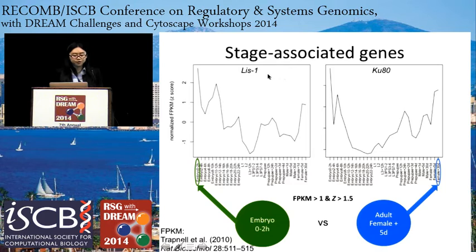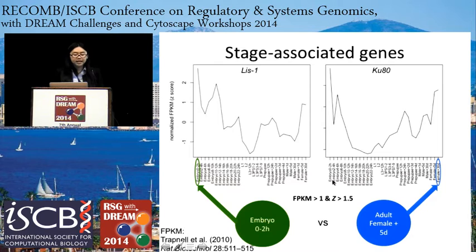And so we define a term called stage-associated genes. Here the term refers to the genes that are highly expressed at one stage, but it varies between different stages. So for example, these are two examples, each we picked up for one stage. In this gene, we can see that it's highly expressed at embryo 0 to 2 hours, but it goes down at some other stages, which means that it's not a housekeeping gene, but it varies. And also this gene is highly expressed at adult female plus 5 days, and it varies at other stages.